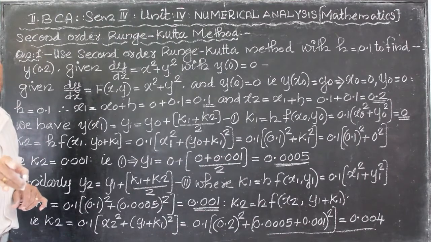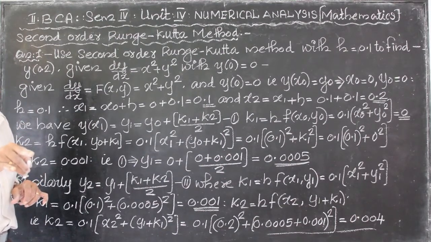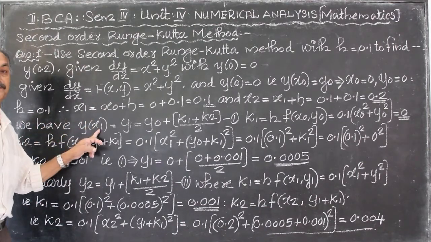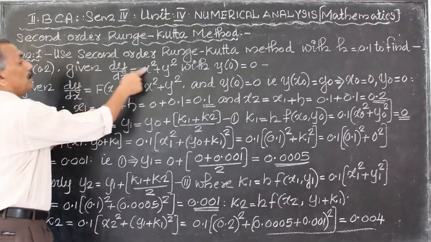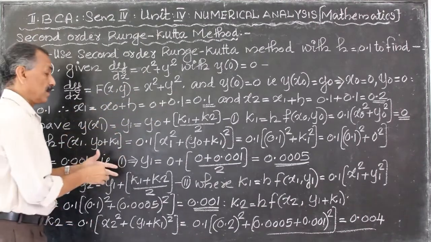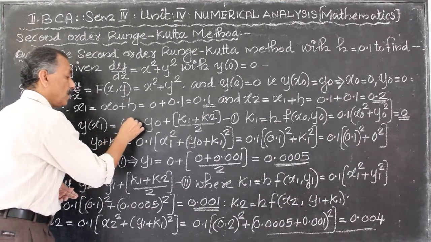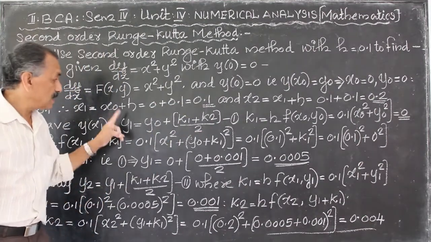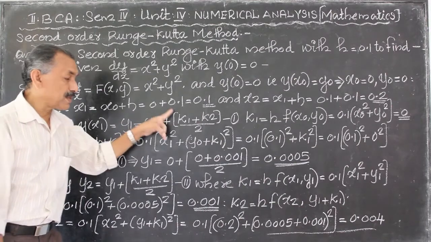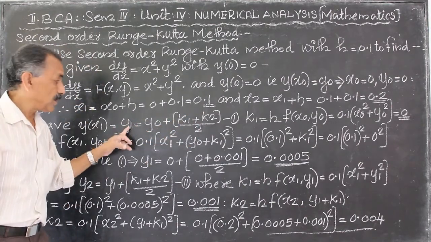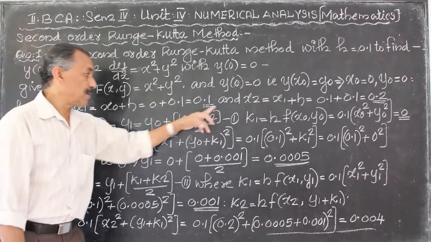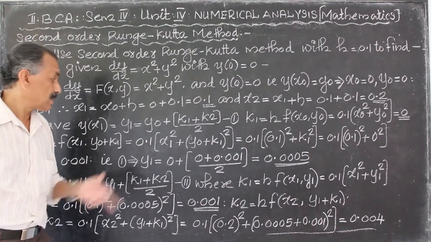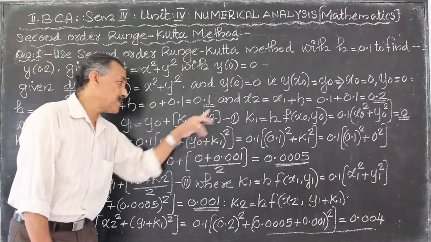Using the Runge-Kutta method, first find y1 and then y2. y of x1 means y of 0.1, that is y1. y1 is equal to y0 plus (k1 plus k2) by 2. y2 is equal to y1 plus (k1 plus k2) by 2. y3, the solution at the point x3, is y2 plus (k1 plus k2) by 2.